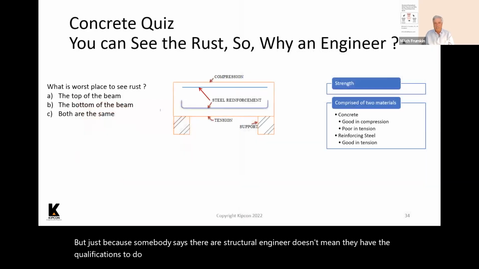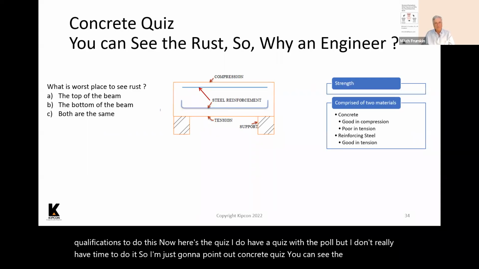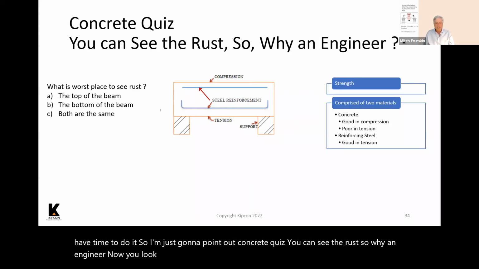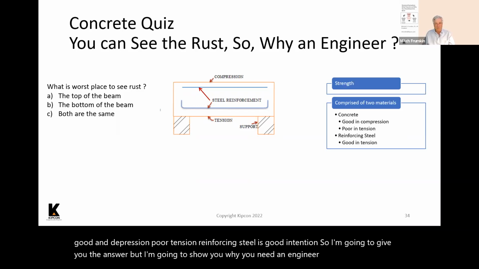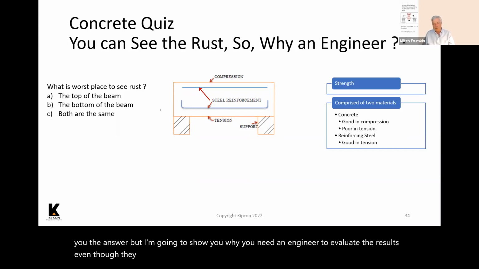Now, here's the quiz. I do have a quiz with a poll, but I don't really have time to do it, so I'm just going to point out the concrete quiz. You can see the rust. So why an engineer? Now you look at this. This is exactly from the other slide. Keep in mind that concrete is good in compression, poor in tension. Reinforcing steel is good in tension. So I'm going to give you the answer, but I'm going to show you why you need an engineer to evaluate the results, even though they don't identify where the conditions are.